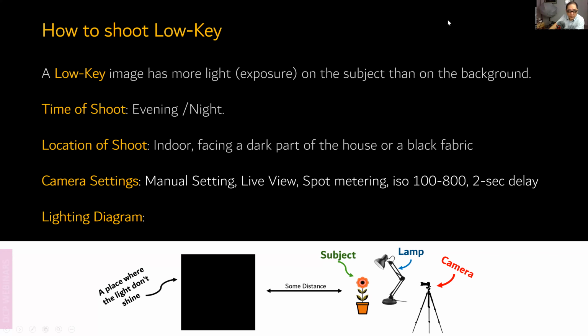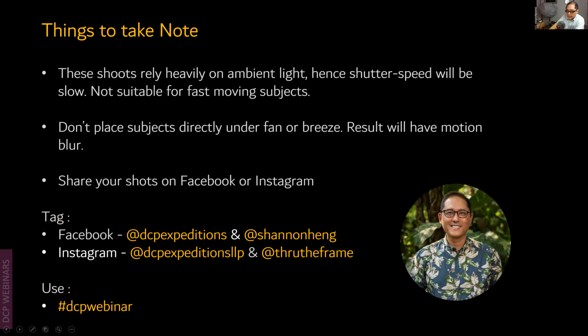So things to take note. This shoot relies heavily on ambient light, especially for the high key, and hence the shutter speed will be slow. So you cannot use it on very fast moving subjects, such as little children or animals, or your pet bird in the house, or your fish tank where you try to shoot the fish. It's a little bit difficult. You can try by increasing your ISO to help compensate for a faster shutter speed, but do note that it relies heavily on ambient light.